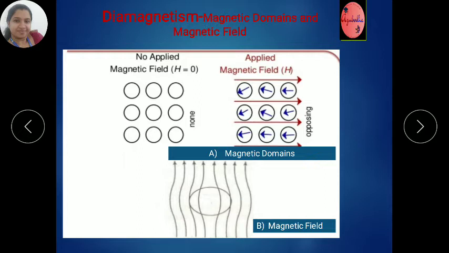Then here we can see a bending of the magnetic field lines. Bending means the magnetic field lines are expelled or repelled from the body. The magnetic lines repel due to the presence of a new magnetic field, which is in the opposite direction. So due to the presence of this opposing magnetic field, the given magnetic field lines are repelling.